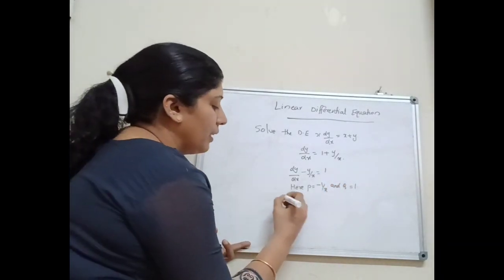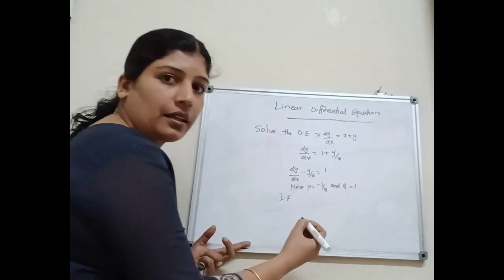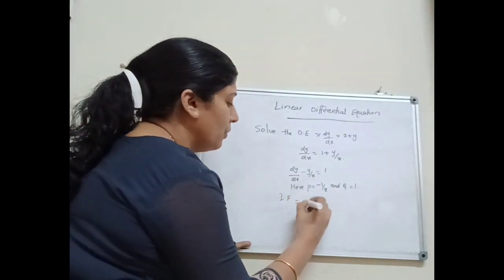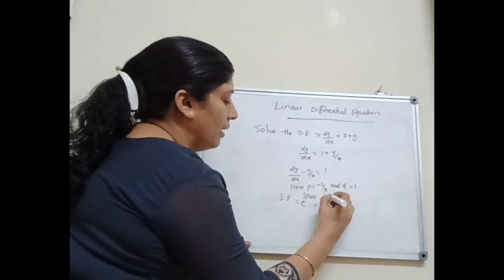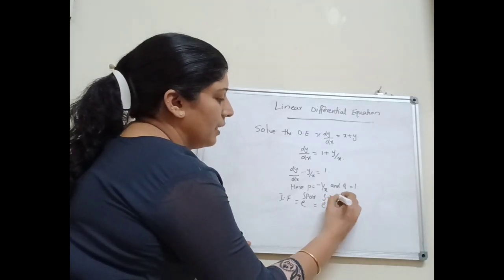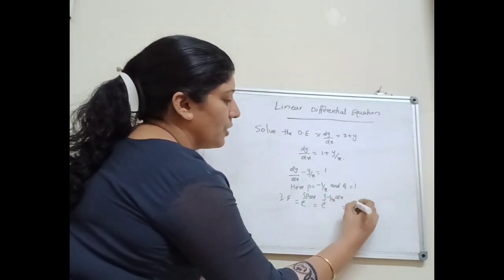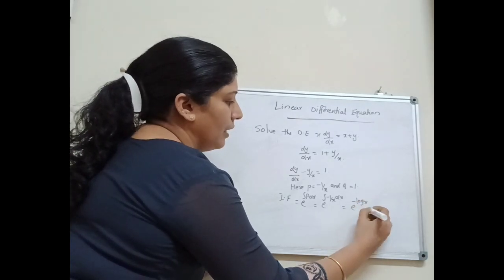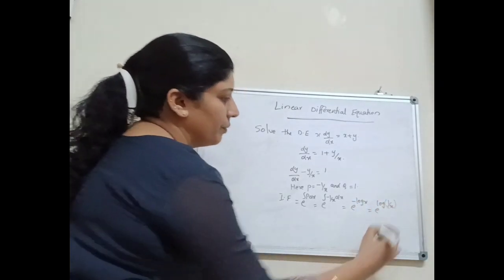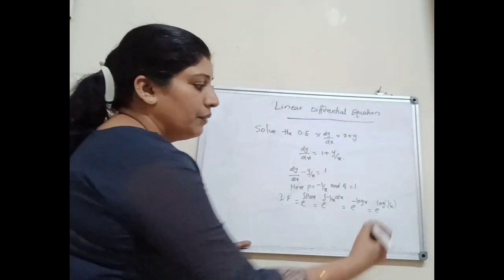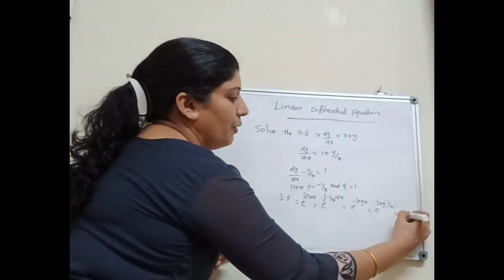Next, we have to find the integrating factor. The integrating factor equals e raised to integral p dx, that is e raised to integral minus 1 by x dx. It is equal to e raised to minus log x, that is e raised to log 1 by x. Therefore e raised to log 1 by x is equal to 1 by x.